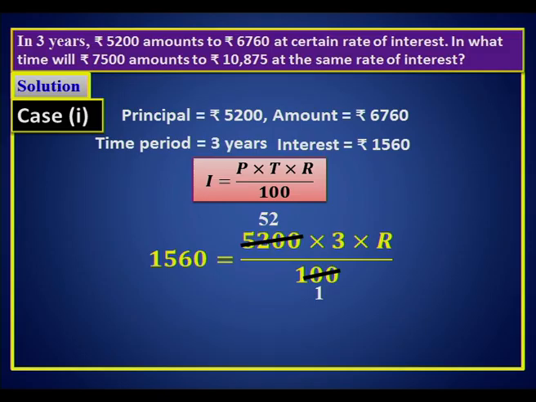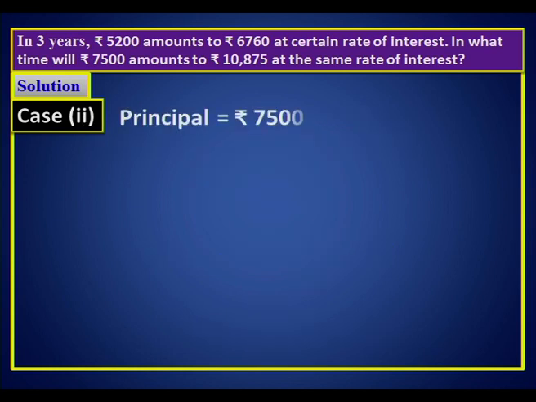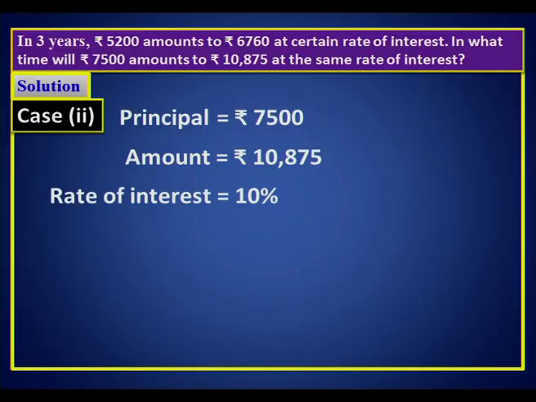Now, what is the value of R? 1,560 divided by 52 into 3, which is 156. Now, this on simplification we get 10. That means, the rate of interest in the first case is 10%. The principal in the second case is 7,500, amount is 10,875, and the rate of interest is 10%, which is same as in the first case.